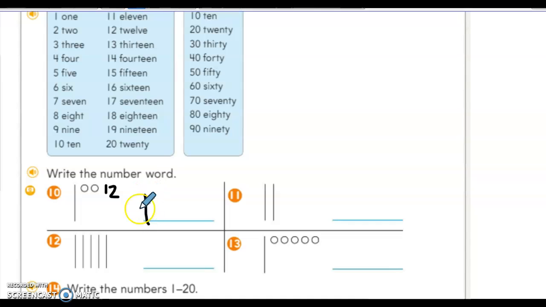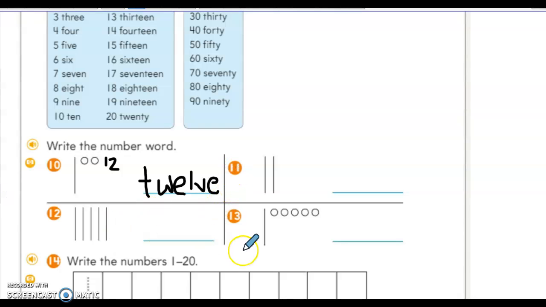T, W, E, L, V, E. And I bet that you have better handwriting than I do. All right, so you're going to do that for 11, 12, and 13. Remember, these are each worth 10, and the circles are worth 1.